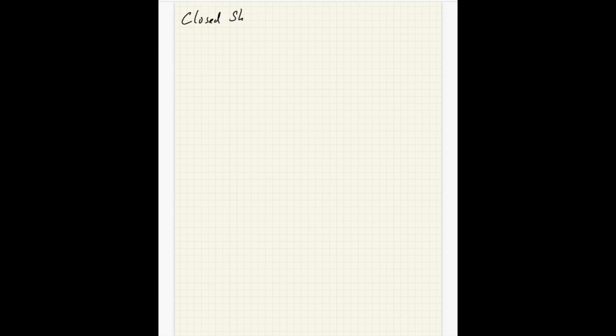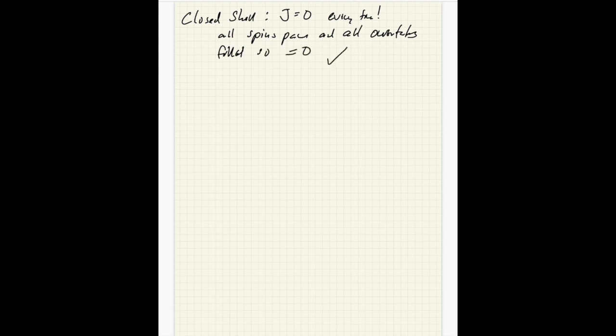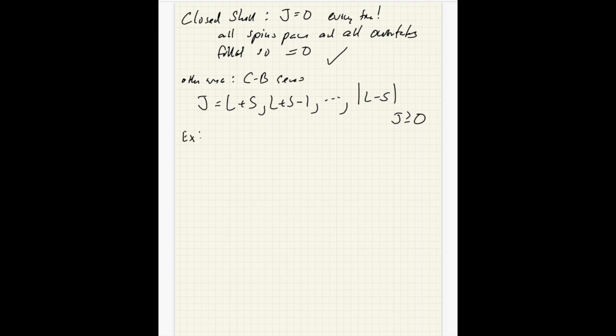So with a closed shell, it's simple. Big J is always going to be equal to 0 because all the spins are paired and all the orbitals are occupied. All the different orientations of the orbital are occupied. Otherwise, you have to use, again, the Clebsch-Gordan series. And that's where big J is going to be L plus S, L plus S minus 1, and so forth, until you have the absolute value of L minus S, and J is always going to be greater than or equal to 0.